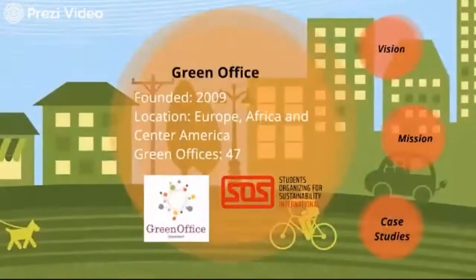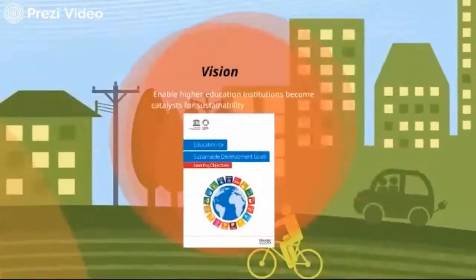The Green Office could be one of those alternatives. Founded in 2009, the Green Office is currently located on 3 continents, with a total of 47 offices, most of them in Europe, where it was founded. The vision of the Green Office concept is to empower higher education institutions to become enablers for sustainability. This motto awarded them the UNESCO Japan Prize on Education for Sustainable Development.